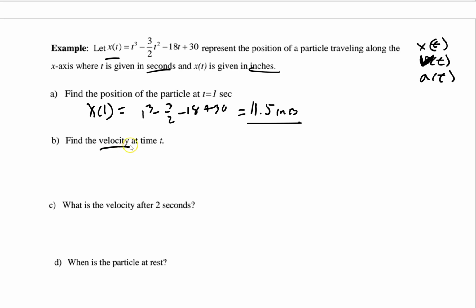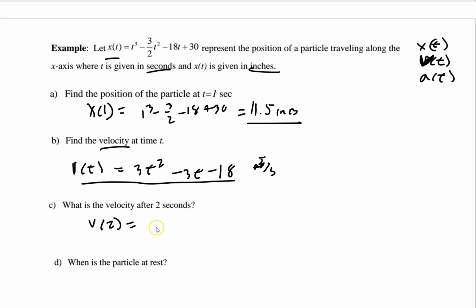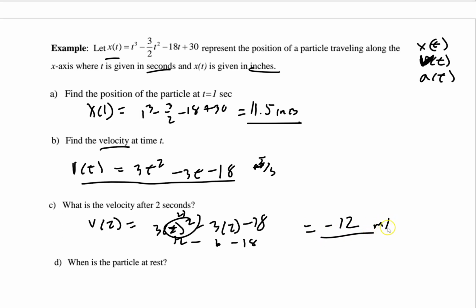Find the velocity. That's the first derivative, so take the derivative of this. The velocity function, or x prime of t, is 3t squared, bring down the 2 and that goes away, minus 3t minus 18. That's my velocity function, in inches per second. What is the velocity after 2 seconds? We have the velocity function, just plug it in. Velocity of 2 is 3 times 2 squared minus 3 times 2 minus 18. 4 times 3 is 12, minus 6, minus 18, so negative 12 inches per second. At 2 seconds, you're moving to the left at 12 inches per second.